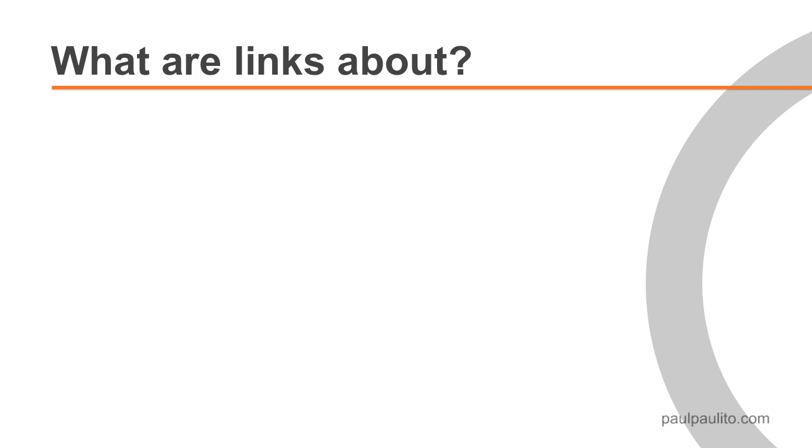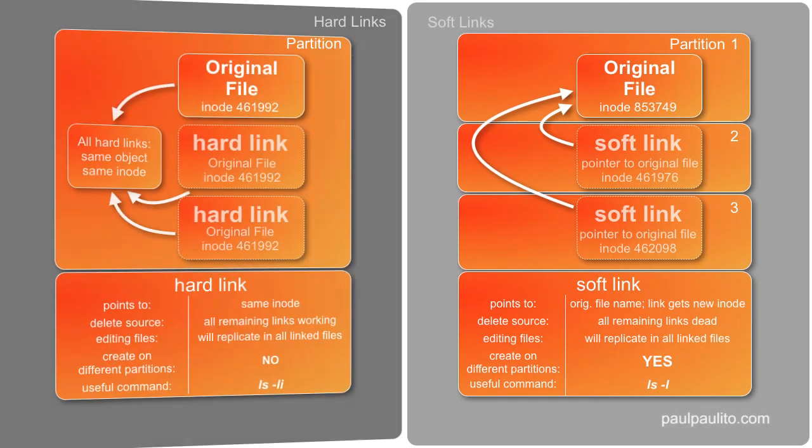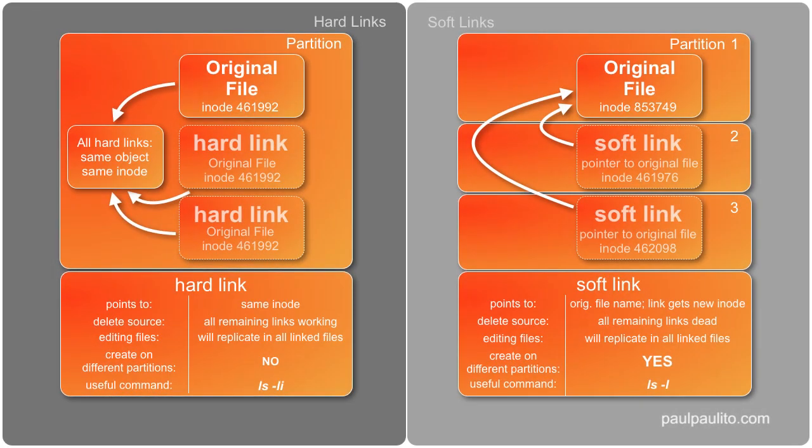What are links about? Sometimes it is useful to have access to a file in different locations on your file system. To avoid making copies of a given file everywhere on the system, Linux uses links that point to the original file. Links take up very little space and are much more efficient than having multiple copies of the same file distributed throughout your file system.